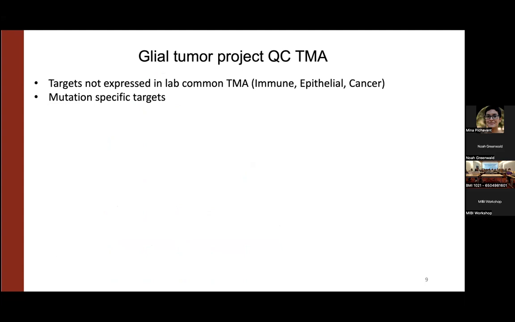Now, sometimes even these QC TMAs are not enough, and this is what kind of happened with our tumor project, where we ended up having a lot of antibodies in the panel that were not expressed in these immune and epithelial carcinoma TMAs. And on top of that, we had a lot of mutation-specific targets, meaning that in order to validate that antibody, we need to make sure that the patient that the tissue came from had that mutation. So we had to go around hunting for the blocks that contain that mutation.